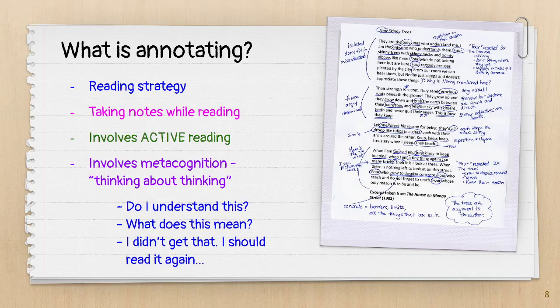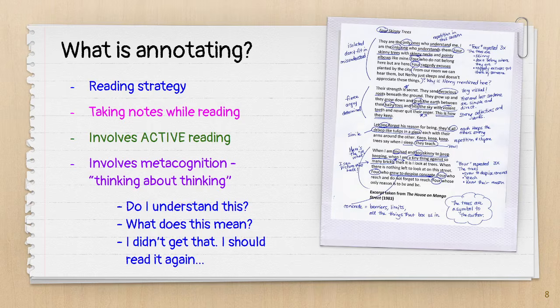So as you're reading and thinking, you can ask yourself, do I understand this? What does this mean? I didn't get that. Should I read that again? That's metacognition, just thinking about your own thinking, realizing if you're understanding or if you're not understanding. You might not always have as many annotations as you see on this page on the screen, but let's just not skip over it. Let's take a look.